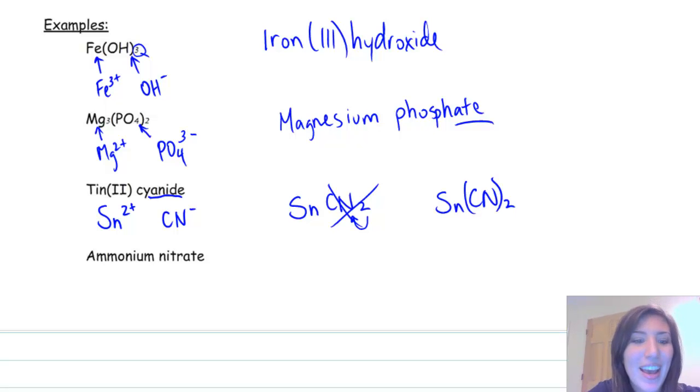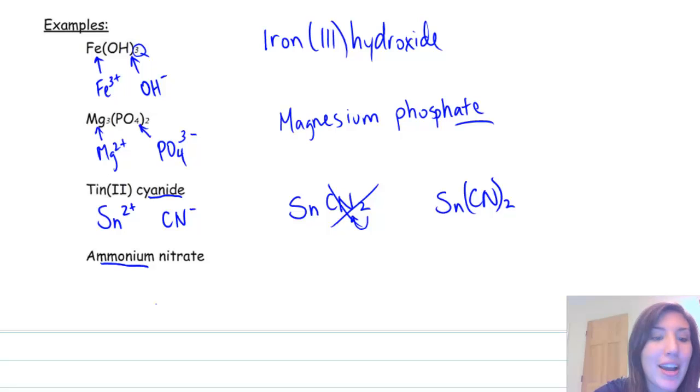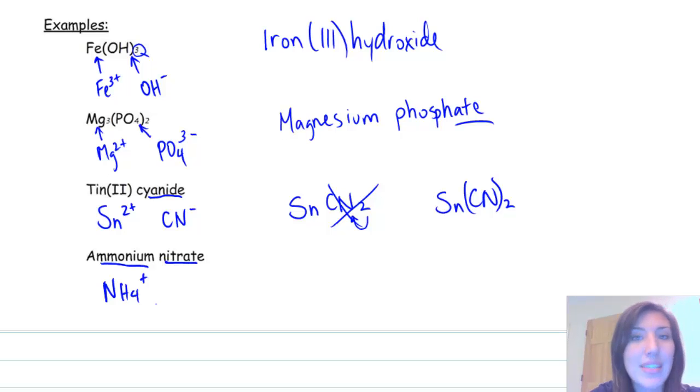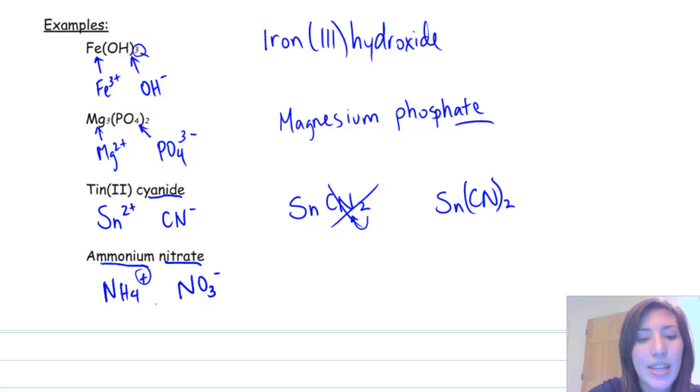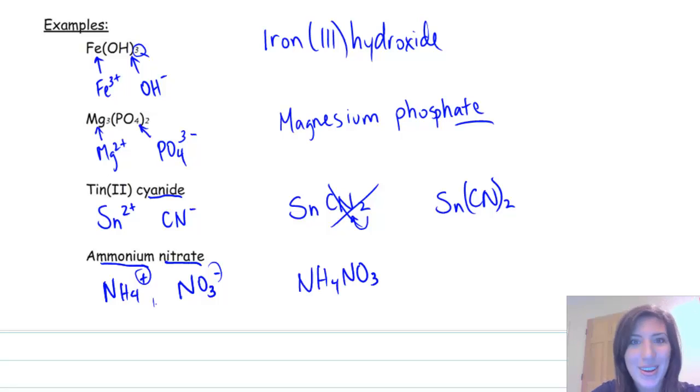Last example, ammonium nitrate. So ammonium, that's also not in your periodic table. That is one of these polyatomic ions, and it is NH4+. And nitrate, be careful, there's nitrate and nitrite. Nitrate is NO3-. So when these come together, we see we have a 1 plus up here. Going down, we'll make a 1. 1 up here, we'll go down, make a 1. So we don't actually need to write any subscripts. NH4NO3. There you go.